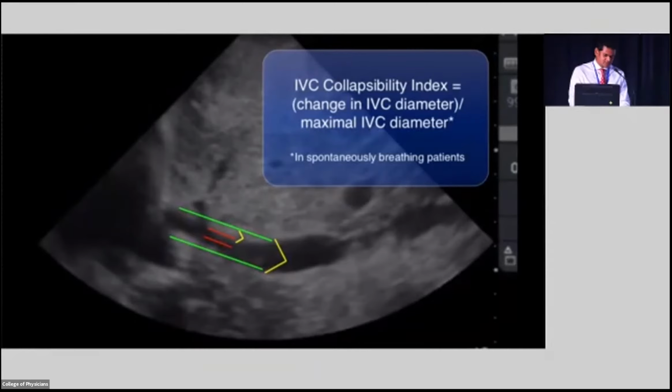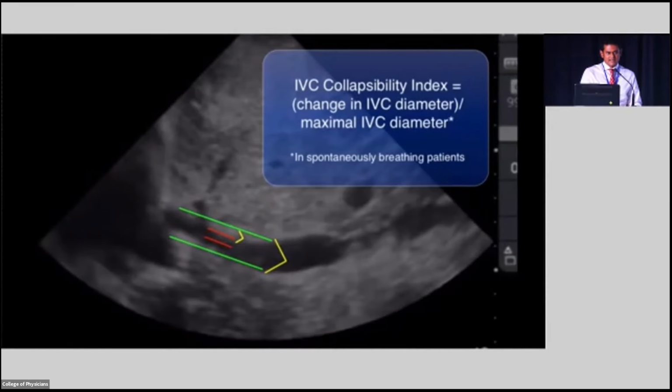Then when people see the IVC, they tend to see the IVC collapsibility. So the normal tendency, this is a respiratory variation. In a normal spontaneously breathing person, the IVC collapses during inspiration and expands during expiration. So this collapsibility index, the change in the IVC diameter, would give an idea whether the patient is fluid responsive.